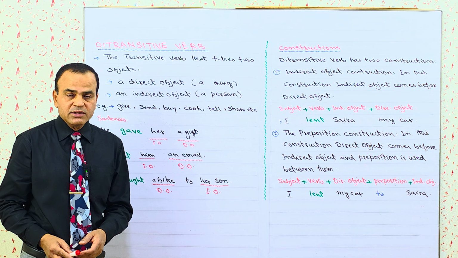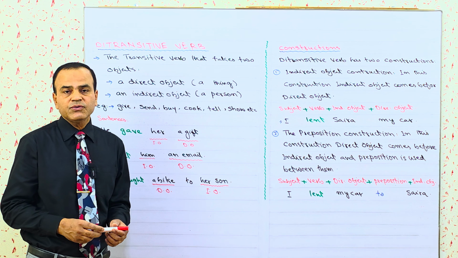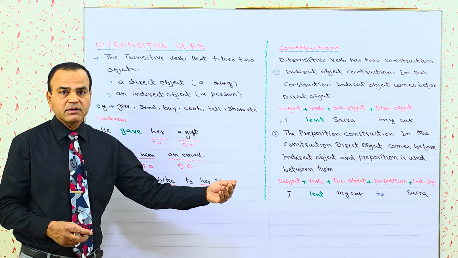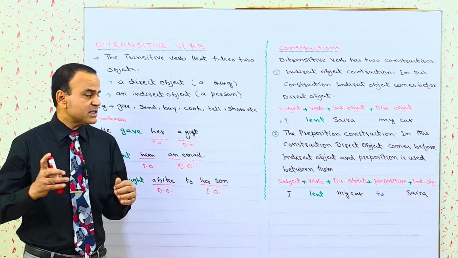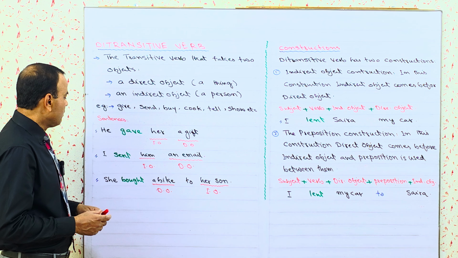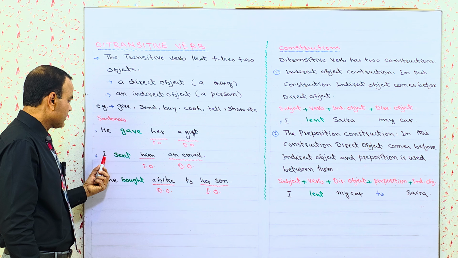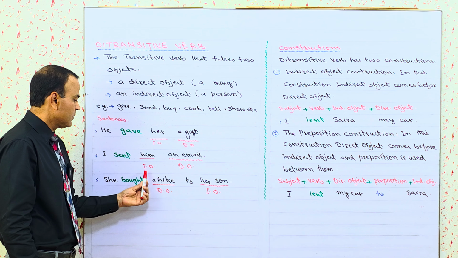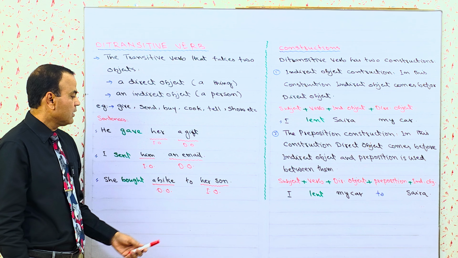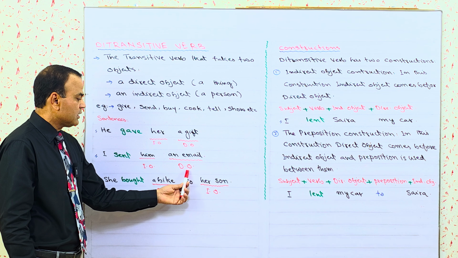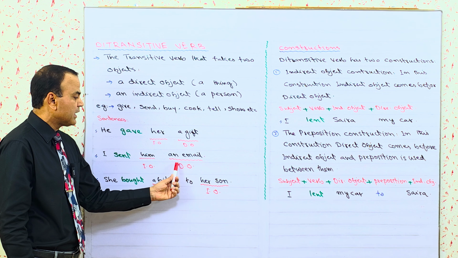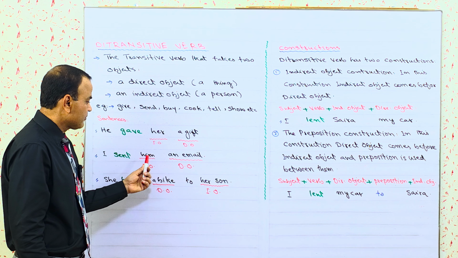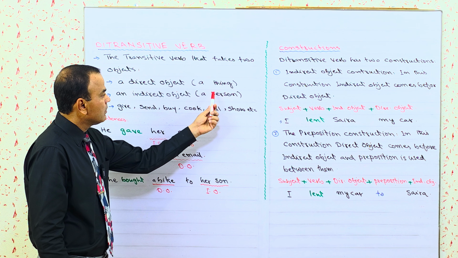What is a direct object? What is an indirect object? If you want to learn more about it, please watch my video on that which I have already made on parts of sentences. The second example is: He sent him an email. Him is an indirect object and email is a direct object. Him is a person, and email is the direct object, and that is a thing.